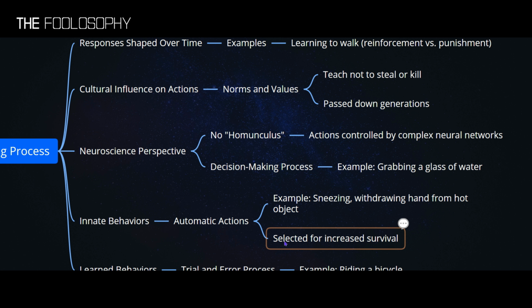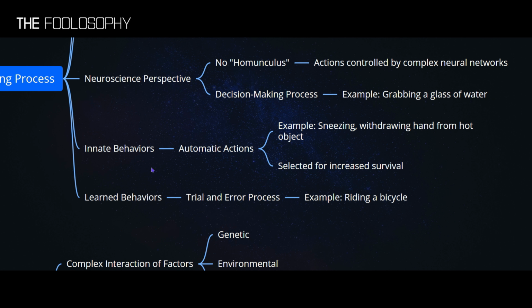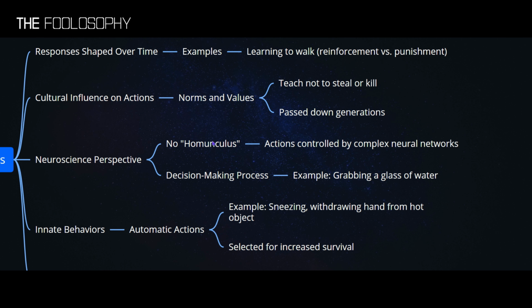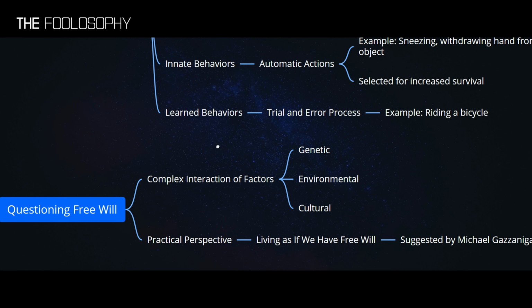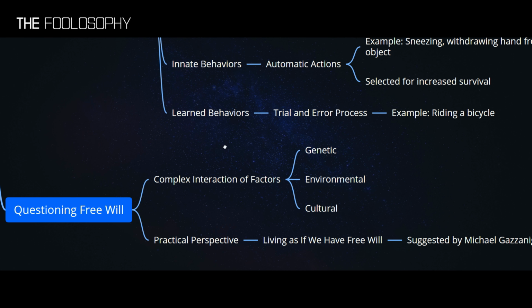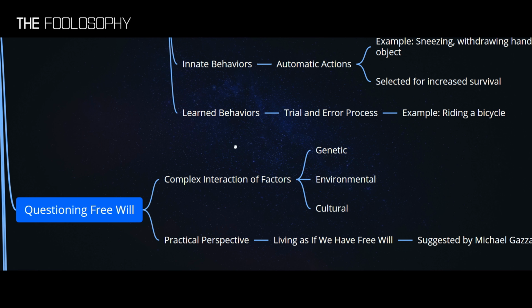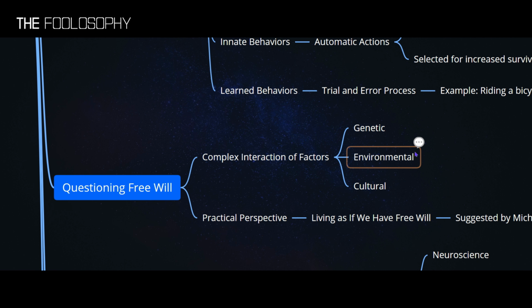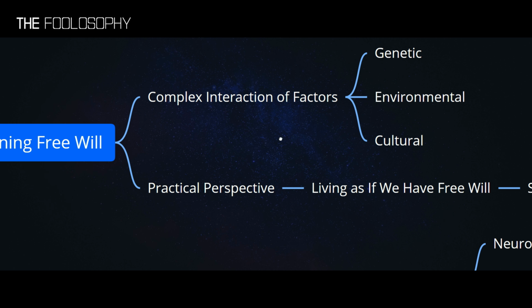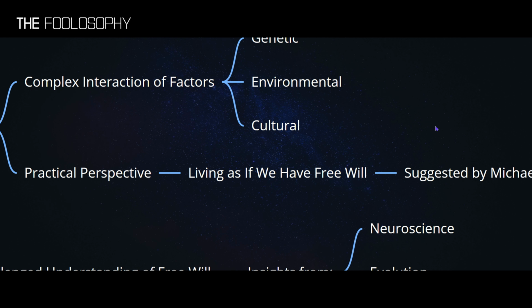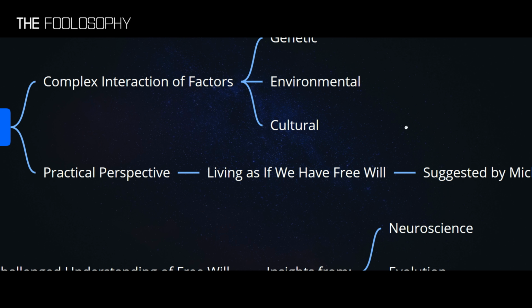The same applies to learned behaviors. When we learn something new, like riding a bicycle, we go through a trial and error process where reinforcements and punishments shape our behavior. In the end, we are not consciously deciding, we are responding to environmental stimuli. Therefore, the concept of free will is questionable. Our actions result from a complex interaction of genetic, environmental, and cultural factors. The idea that we have total control over our actions does not hold up in light of neuroscience and evolution.